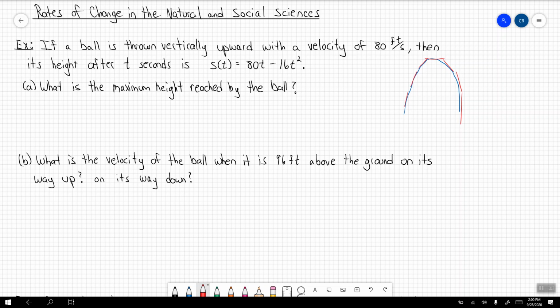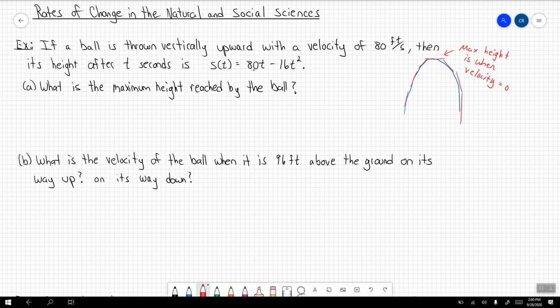So we then want to find out what's the maximum height. Well, the maximum height is when, in this particular case, velocity is equal to 0. So what we then have to do is, if we have a position function like we do here, we can track its position.